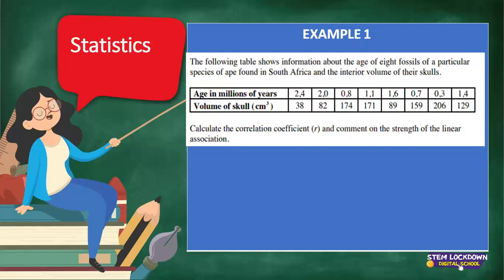So that means the volume you enter on the y-axis, and the years in million will be entered on the x-axis. Meaning the values 2.4, 2.0, 0.8, 1.1 will be entered into your X column, which is seen as the independent variable, and the volume will be entered into the Y column on the calculator.